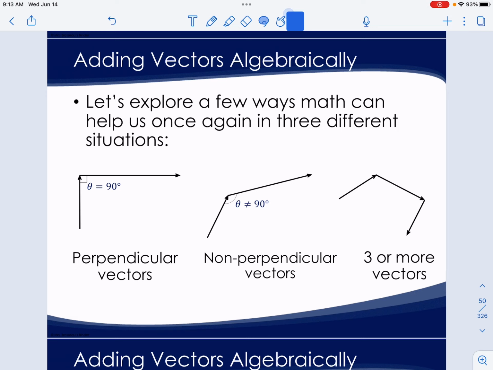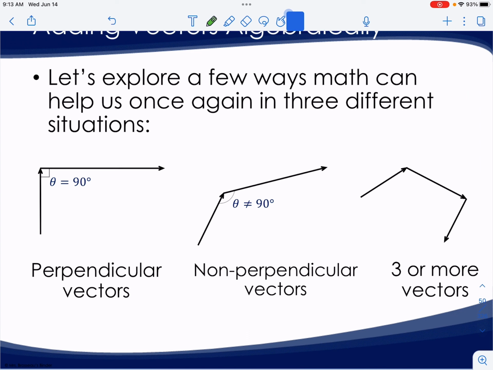So if you have perpendicular vectors, here we have one vector here and one vector here. The resultant vector would be drawn like this. And this is probably the simplest one because we have a right triangle, and so you can use the Pythagorean theorem. Here, if you have non-perpendicular vectors, you can't use the Pythagorean theorem, but you can use other methods such as sines and cosines. And then here, obviously, this is not a triangle because there are multiple vectors. And so if you have 3 or more vectors, there are other ways to do it.